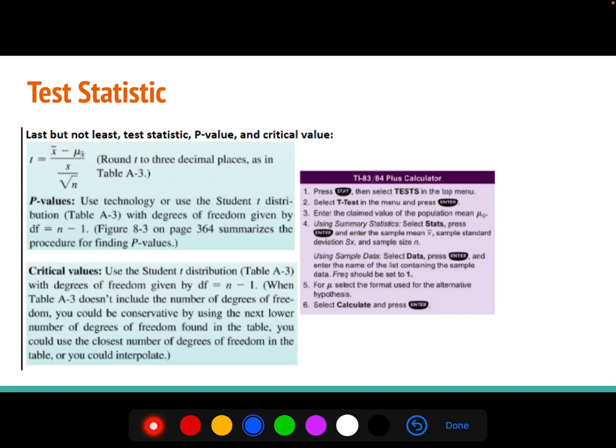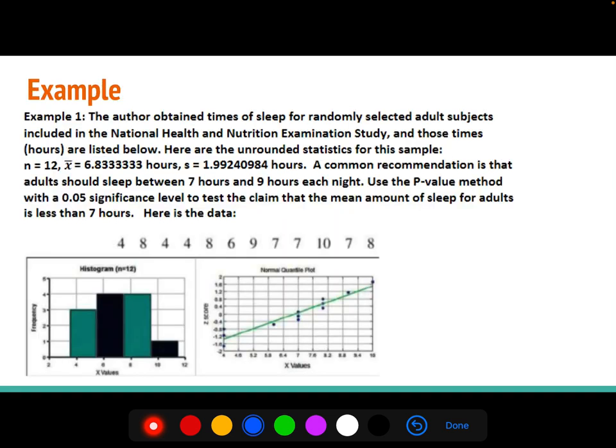We will use the test statistic for the T here. We have p-values and critical values using our table again, but remember we're using the T distribution, so don't forget about that.